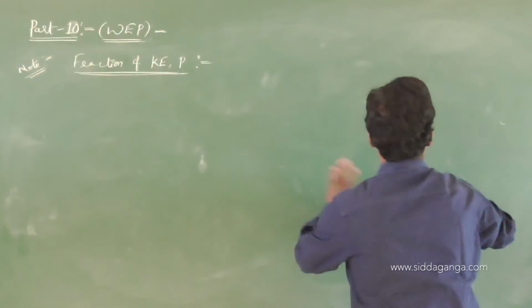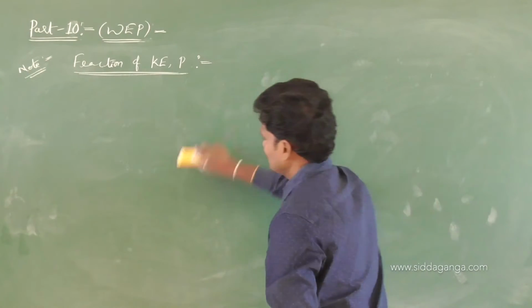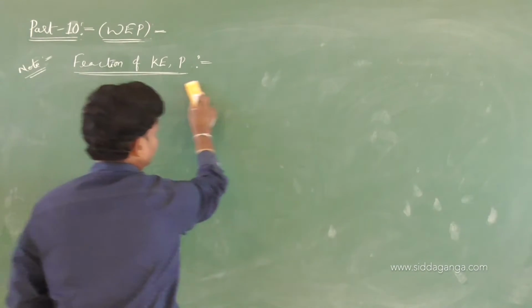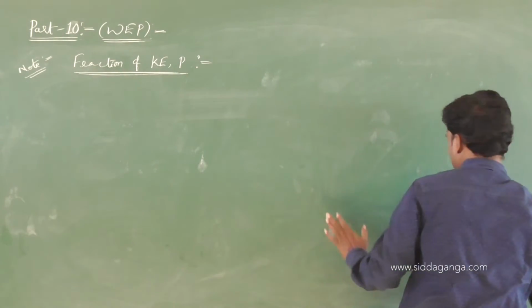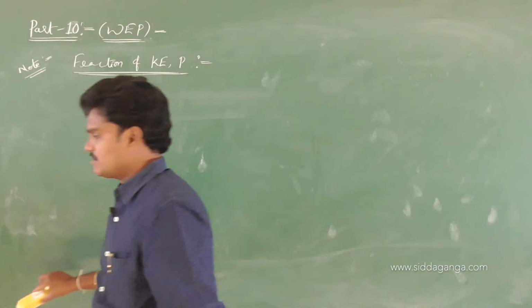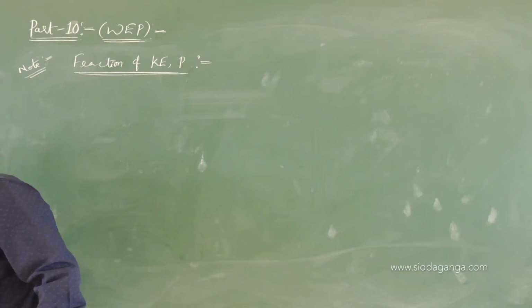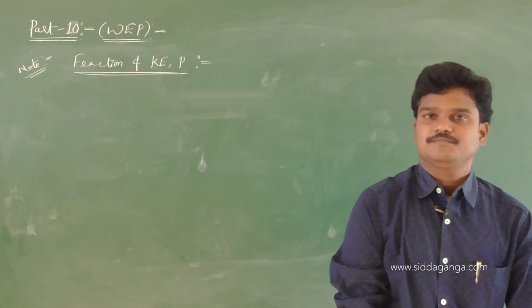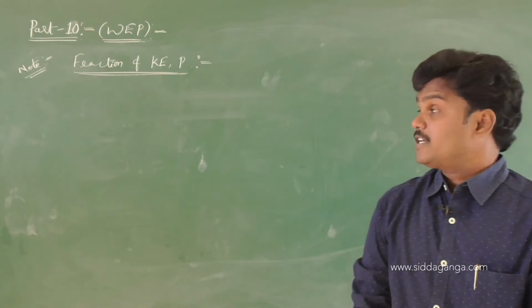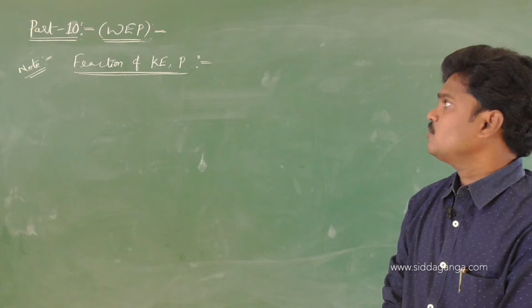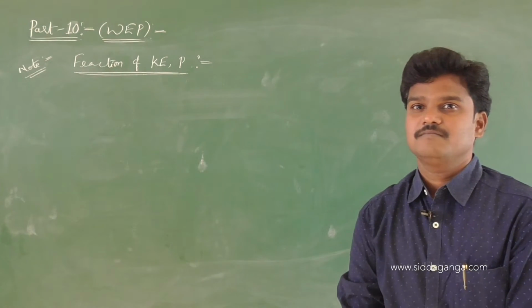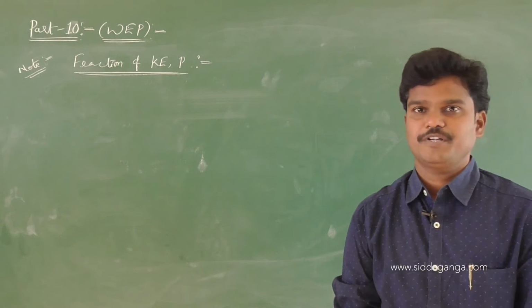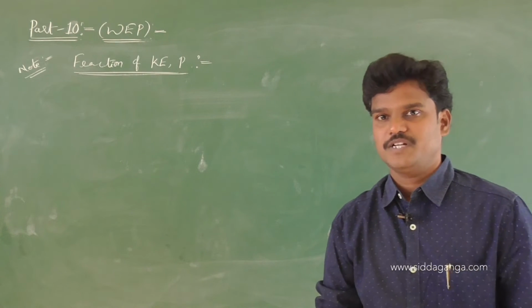Next, I will solve some problems based on the v1, v2 formulas, given the time. So let me continue this concept. After that, let me solve some easy-level questions. See the target: we have to find the fraction of kinetic energy and the fraction of linear momentum in case of elastic collision.